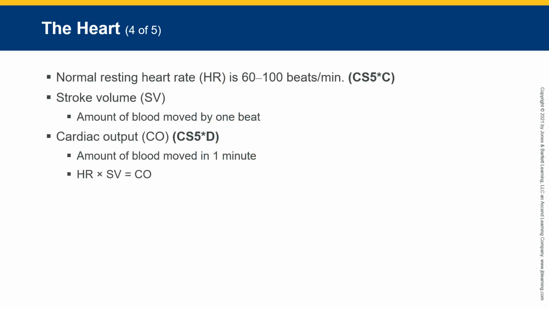A normal resting heart rate for an adult is 60 to 100 beats per minute. Another thing that we talk about is stroke volume. This is the amount of blood moved by one beat. So one beat of the heart is the stroke volume. Your cardiac output is the amount of blood moved in a minute. It's kind of like the tidal volume and the minute volume that we talked about in the respiratory system. And how you find this is you take your heart rate times your stroke volume equals your cardiac output.